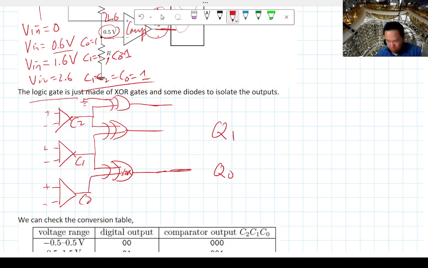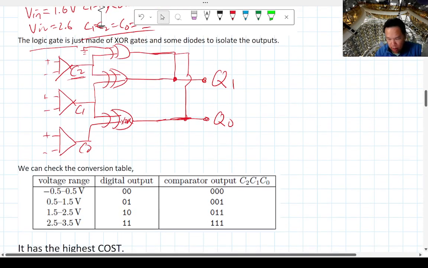I'll add the diodes in later. Sorry. There's something additional to do with it, but this goes to Q0, Q1, and this goes to Q0. And you actually want to route the 3rd output also to Q1, but then also to Q0. Because when you have the 3rd comparator high, C2, you want both of these to be 1. So you want both of them to be high. And we're going to have a little truth table, conversion table to check back here.